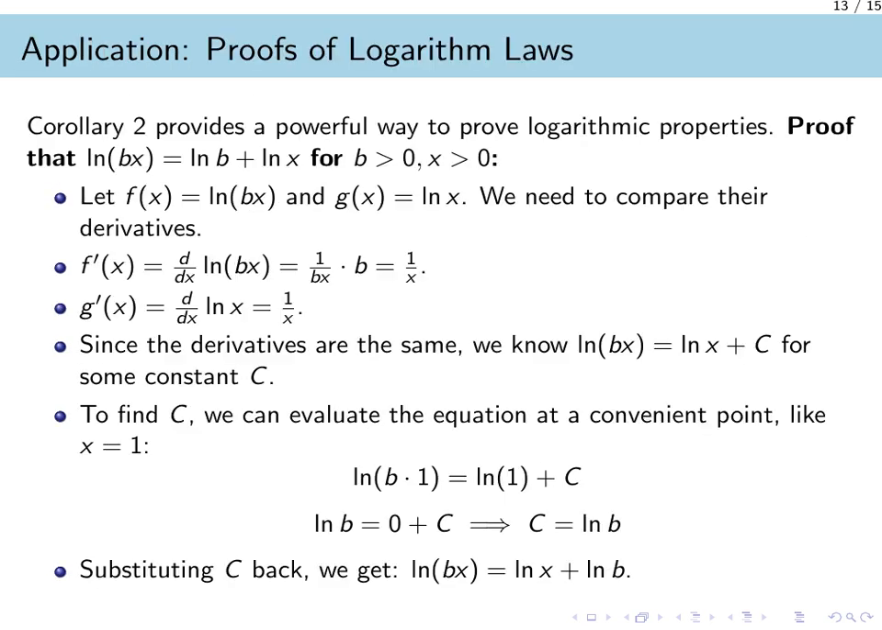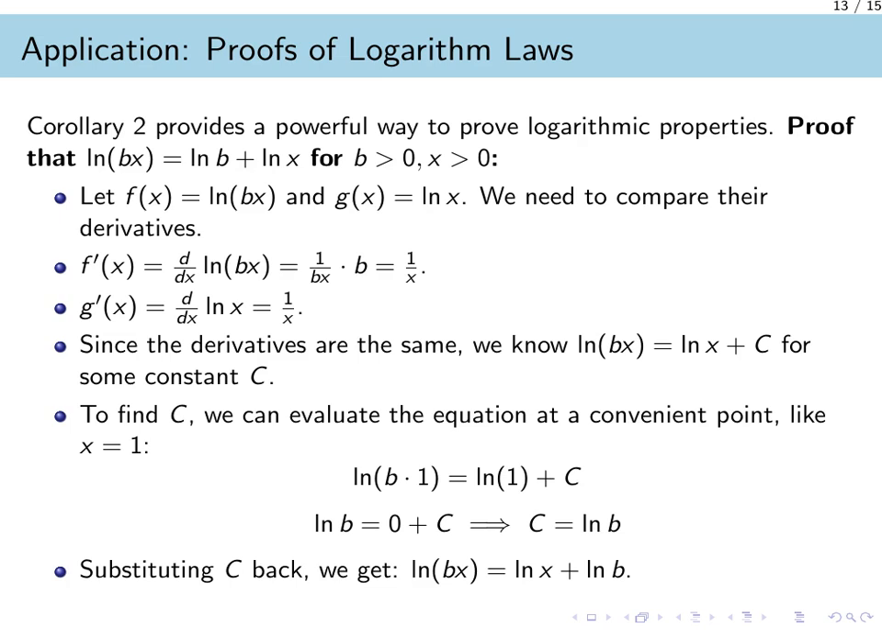We can use the same derivative principle to prove the laws of logarithms, starting with the product rule. To do this, I will compare two functions. f of x equals the natural log of the quantity b times x, and g of x equals the natural log of x. Using the chain rule, the derivative of f of x is 1 over the quantity b times x multiplied by b, which simplifies to 1 over x. The derivative of g of x is also 1 over x.